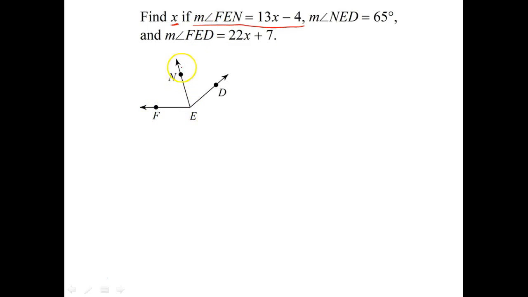The measure of angle FEN is 13x minus 4. And the measure of angle NED is 65 degrees. And the measure of angle FED is 22x plus 7. And they want us to find x. Same thing, guys. This angle, FEN, plus this angle, NED, equals the entire angle, FED.